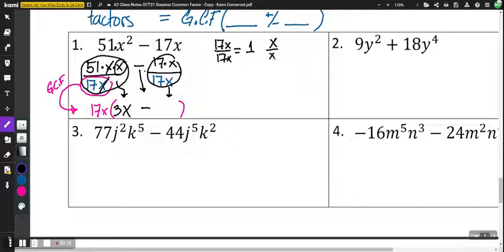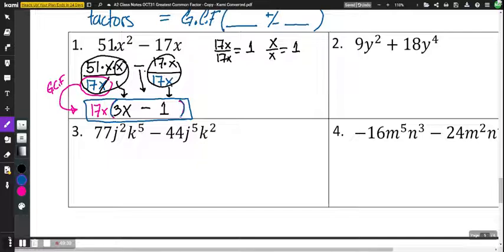And then this, so I have to remember that anything over itself equals 1. Doesn't matter if I have x divided by x. If I have 100 divided by 100, that's going to equal 1. Anything over itself always equals 1. Okay? Because we remember that, now we can look and see 17x divided by 17x means we're going to have a 1 there. So that means our factors are 17x times 3x minus 1.